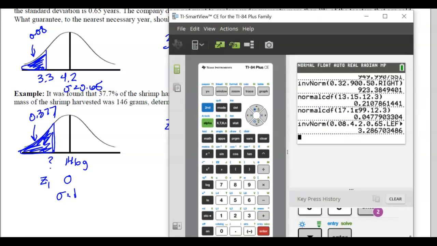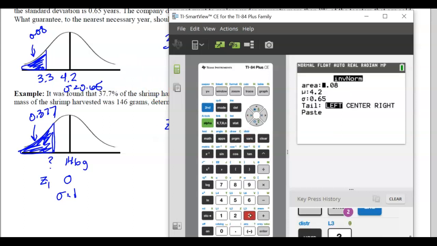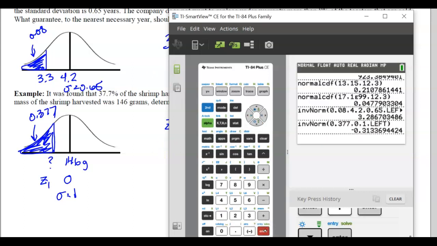So inverse norm, 0.377, mean of 0, standard deviation of 1, because we're doing Z-scores, and we're going to the left. Okay, so Z-score of negative 0.313369. I'm not going to round it, I'll keep it in my calculator, but I'll show 4 decimal places: negative 0.3134.